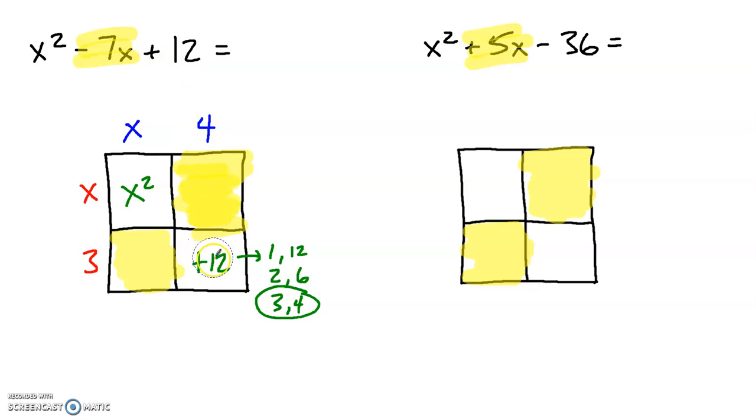Now to make the signs work out, to make positive 12 but a negative 7x in here, I need to make both of those signs negative. So we'll have negative 3 times x, which is negative 3x. Here we would have negative 4 times x, which is negative 4x. And those middle terms do in fact add up to negative 7x. So what that tells me is that the factors I need are x minus 3 times x minus 4.